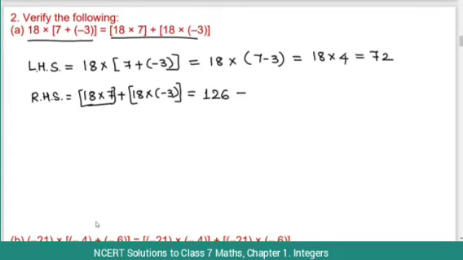18 7s is 126 plus 18 3s is 54. It becomes minus 54. Then after subtracting we will be getting 72. Therefore LHS value is equal to RHS value.